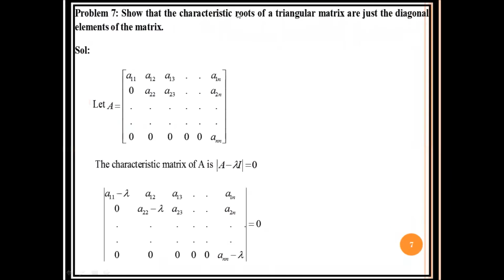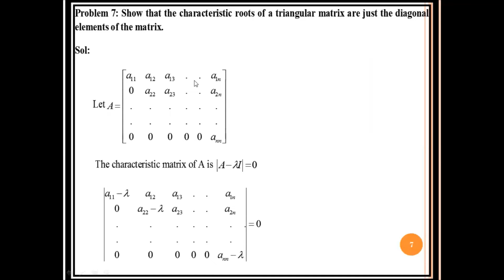Now next identity, show that the characteristic roots of a triangular matrix are just the diagonal elements of the matrix. So this is a triangular matrix. A is equal to, this is an upper triangular matrix, means lower elements are zeros here. Lower elements become zeros, right?